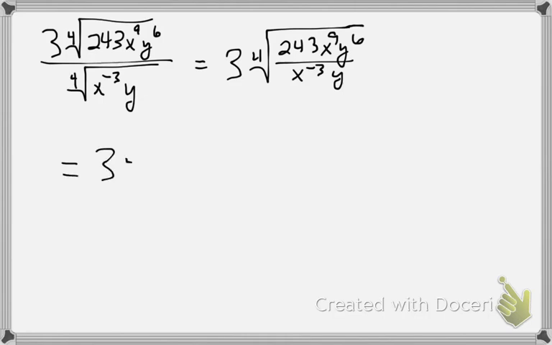So we got 3, 4th root, 243, x to the 12th, y to the 5th. Right? When we're dividing bases, we subtract. So we have 9 minus negative 3, which is 9 plus 3, 12. And we have 6 minus 1, which is 5. Sometimes that 1 can be tricky. Everybody okay?